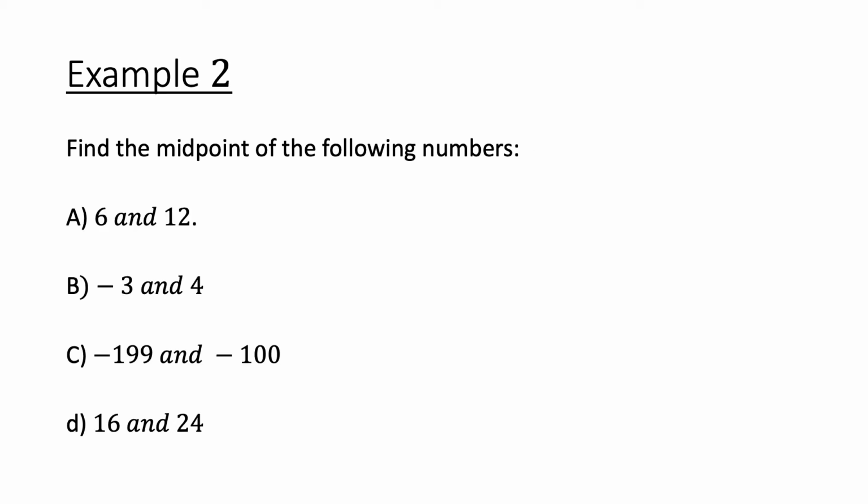Right, so example 2. We're going to look at these examples. Find the midpoint of these numbers. Part A: 6 and 12. 6 add 12 is 18, and then divide by 2 gives me 9. So my answer would be 9. For part B, minus 3 and 4. Minus 3 add 4 is 1, divided by 2 I get a half, or 0.5. A half or 0.5 is either way fine.